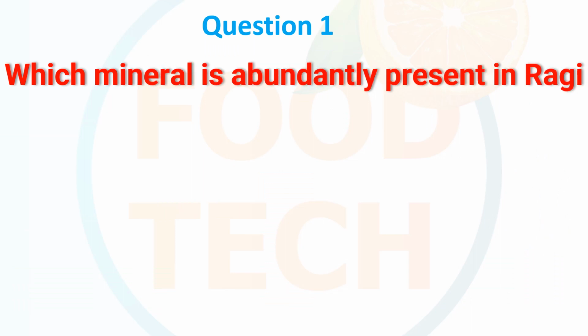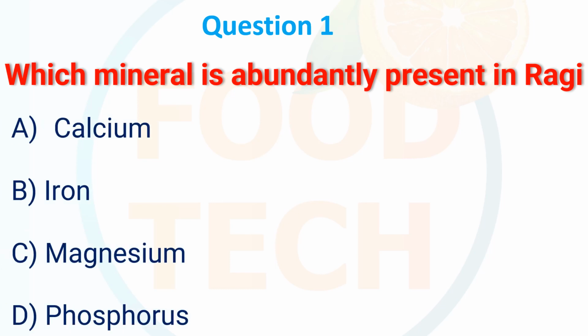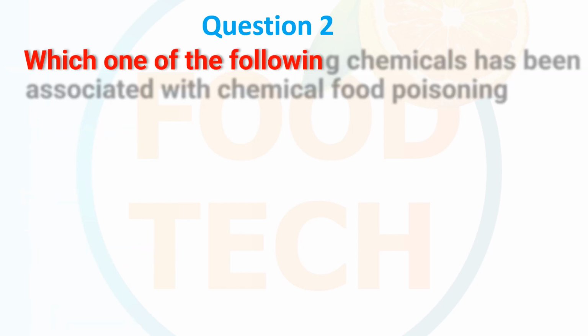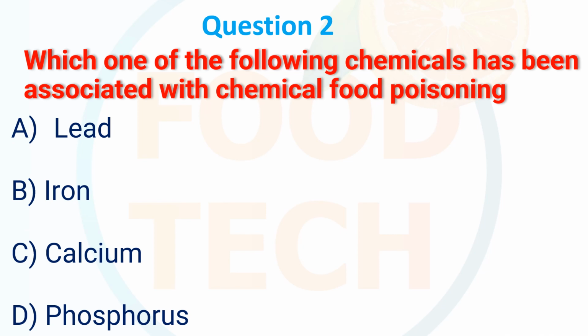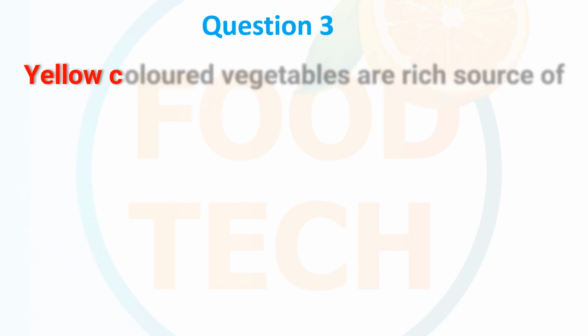Which mineral is abundantly present in ragi? A. Calcium, B. Iron, C. Magnesium, D. Phosphorus. The answer is A. Calcium. Which one of the following chemicals has been associated with chemical food poisoning? A. Lead, B. Iron, C. Calcium, D. Phosphorus. The answer is A. Lead.